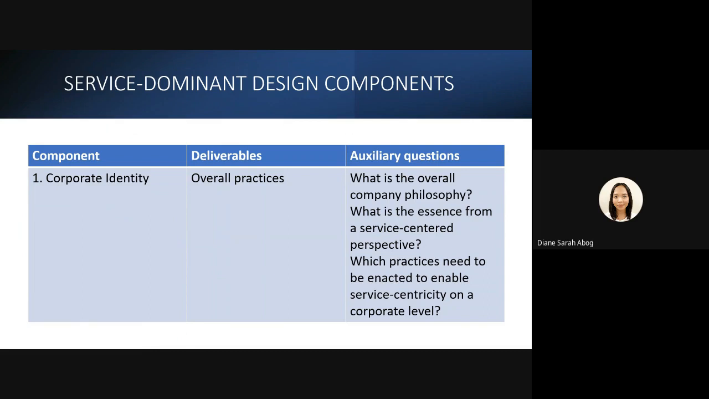And from here, we can ask the auxiliary questions. What is the overall company philosophy? What is the essence from a service-centric perspective? Which practices need to be enacted to enable service centricity on a corporate level?